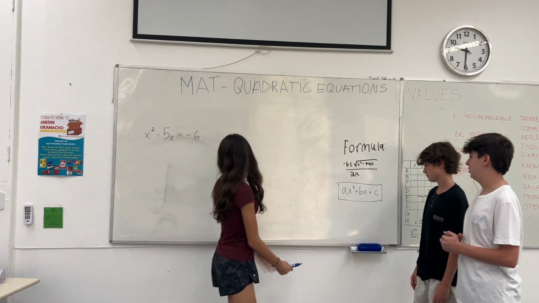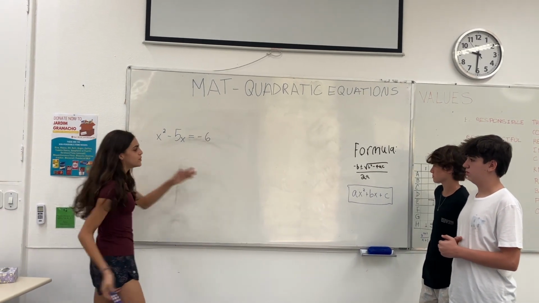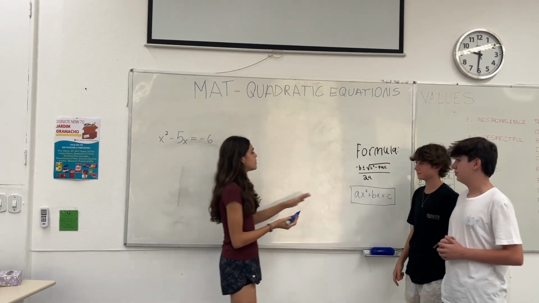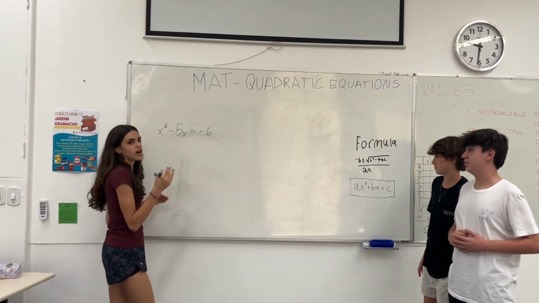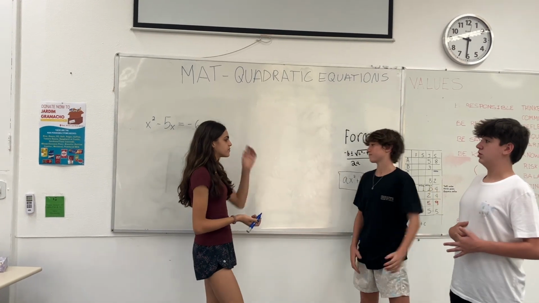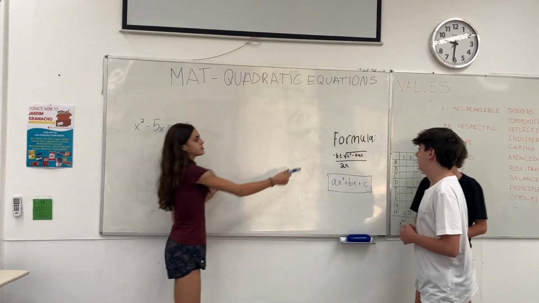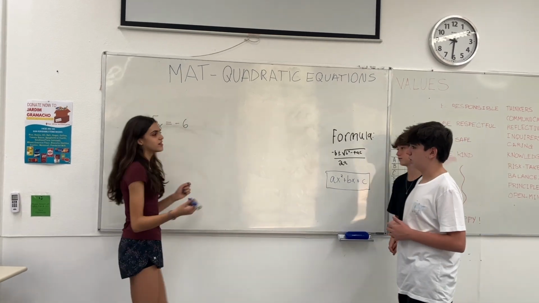A is the one that has an x squared. B is the one that only has the x, without the square or anything. The coefficient. And C is the number that does not have a coefficient, it is a constant value. So we have to make this equation equal to 0, using the quadratic formula.